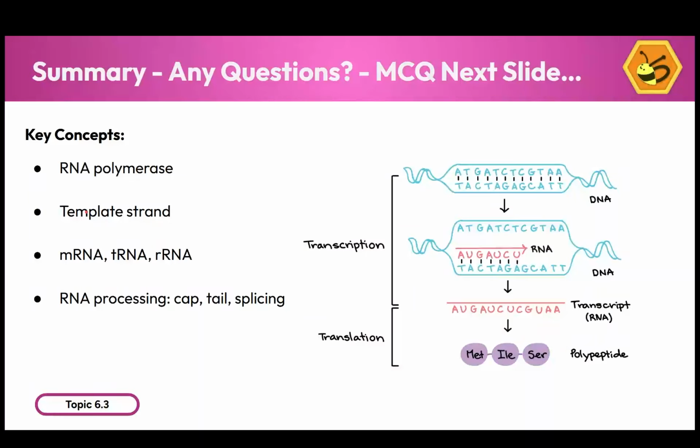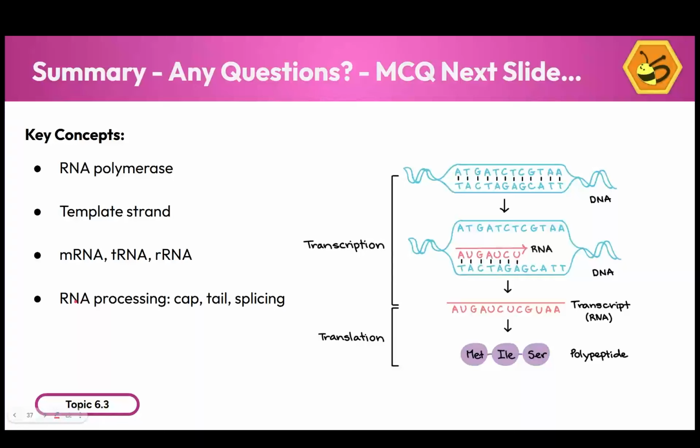This is the summary. Again, RNA polymerase, we need to know what that is. Template strand, this is the template strand. mRNA, tRNA, and rRNA, we need to know those three different types of RNA, right? mRNA is used to transfer information from the DNA to the ribosomes. tRNA, I'm going to cover in a sec, but it carries amino acids. And I'm going to cover tRNA in translation. rRNA just makes up the ribosomes.